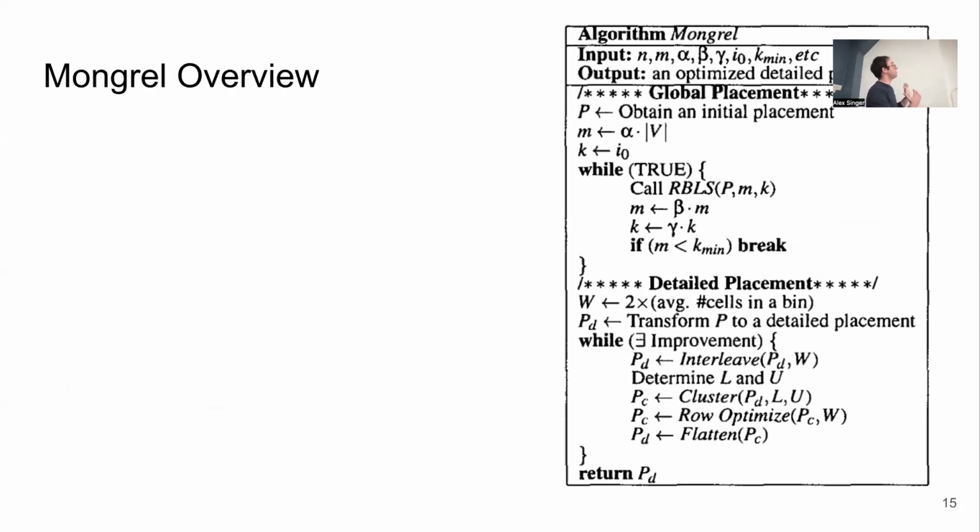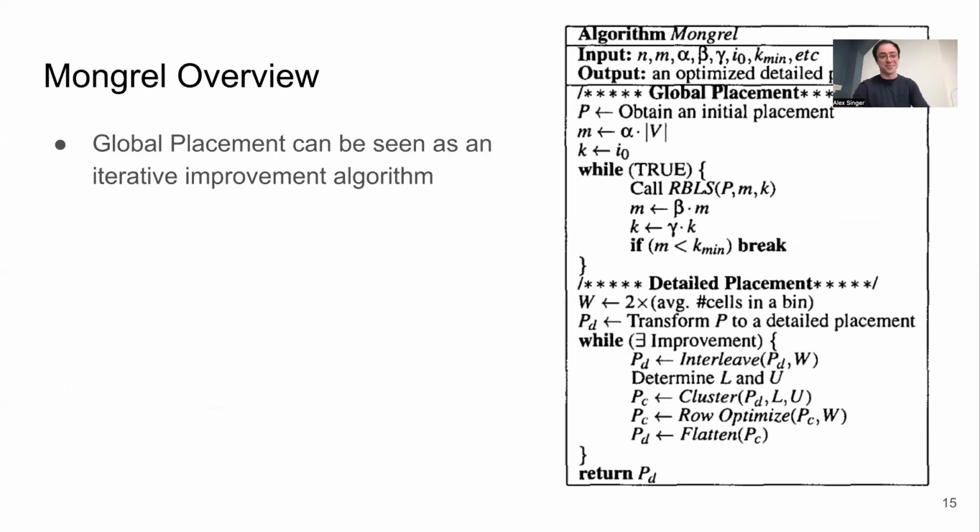And now here's where they gave the overview of the entire algorithm. And here's where I'm going to do the same slide again, because I think it's super helpful, but in less detail now. So global placement can be seen as an iterative improvement algorithm. We started with an initial placement, and we're going to iteratively improve it by selecting a subset to improve. And this subset will decrease over time. We're constantly shrinking the number of elements we're considering movable.